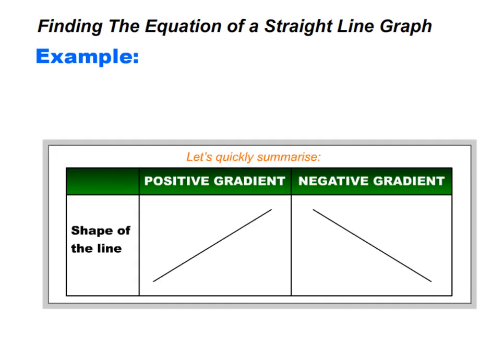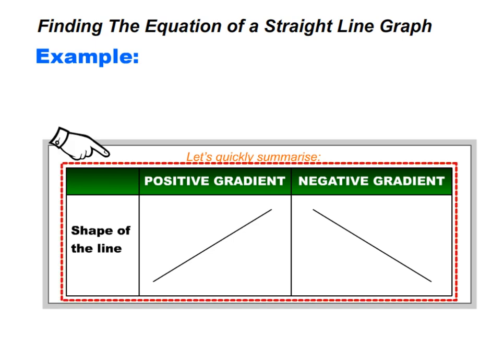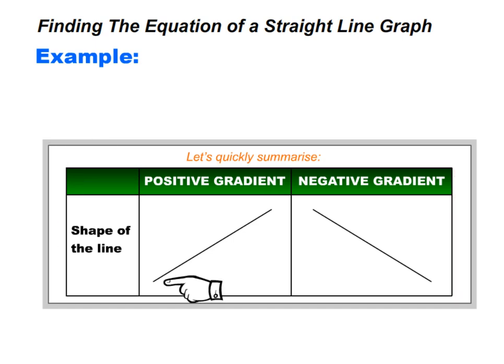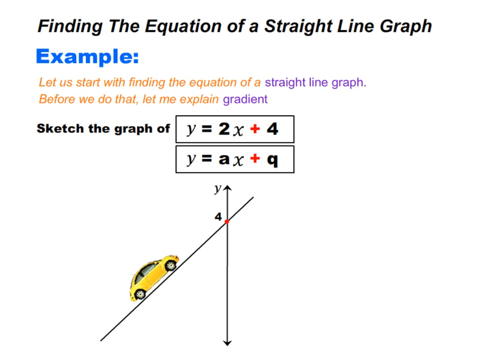Let's quickly summarize. Look at the picture. If the gradient is positive, the line will slope upwards. If the gradient is negative, the line will slope downwards. In this case, we know that our gradient is positive. Remember, gradient is the value next to the x. Gradient is this 2. Because the gradient is positive, our line will be an uphill like this. Remember that on an uphill line, the car will struggle to go up.